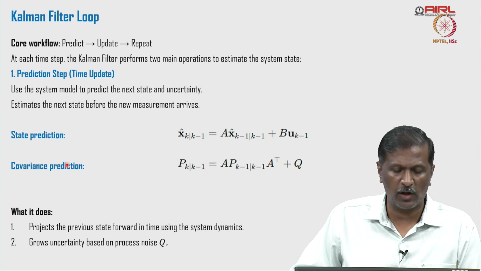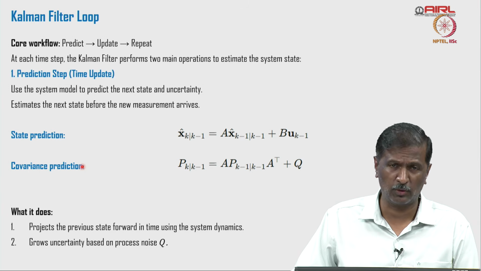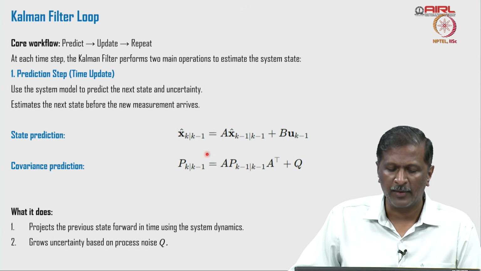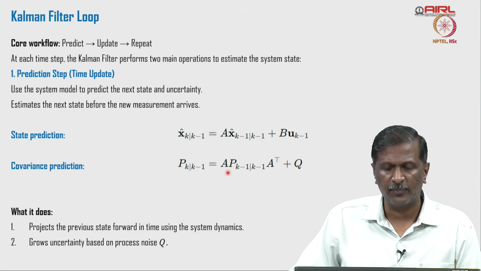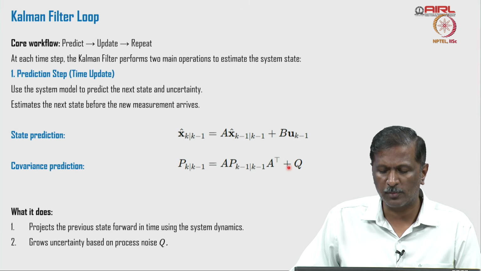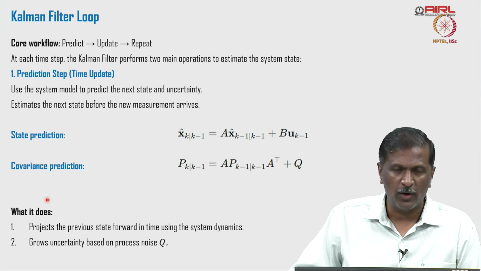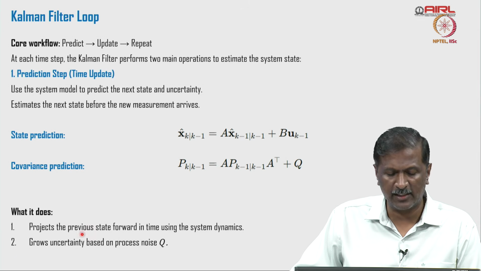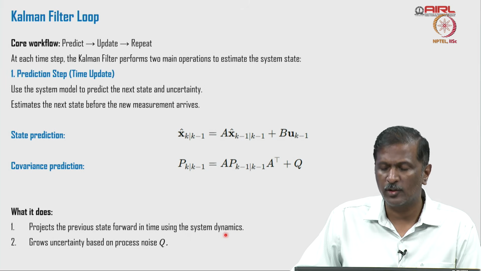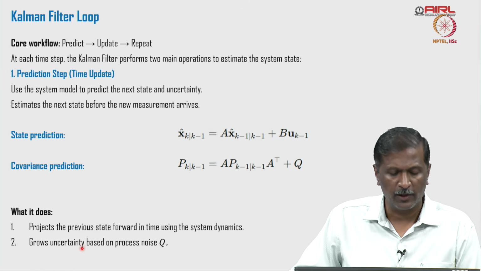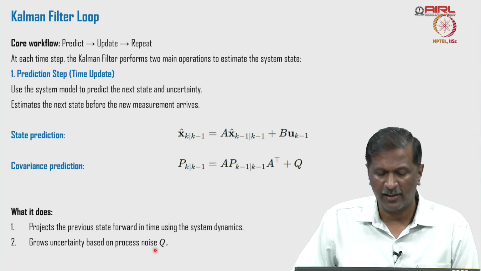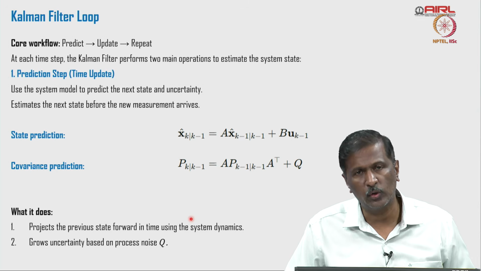The covariance also needs to be predicted, that is, how the state covariance changes. P k given k minus 1 is A P k minus 1 given k minus 1 A transpose plus Q. What it does is project the previous state forward in time using the system dynamics, and grow the uncertainty based on the process noise Q.